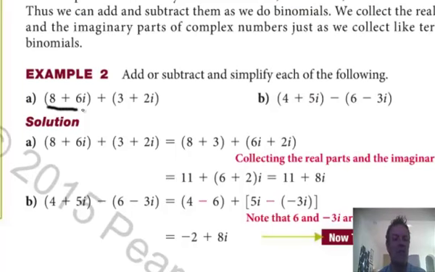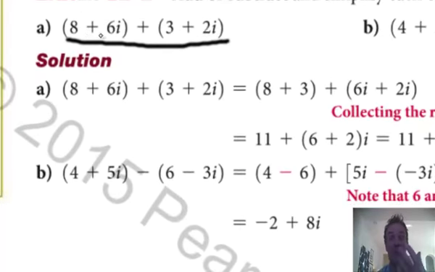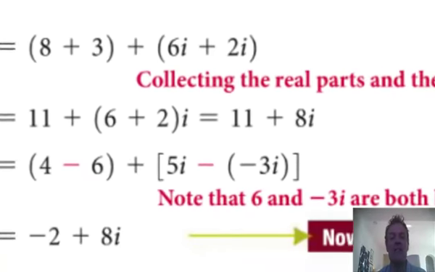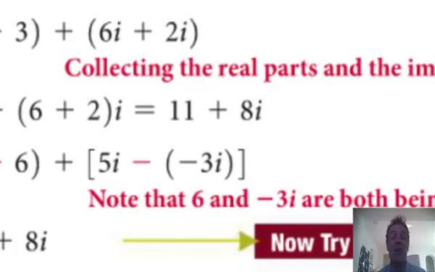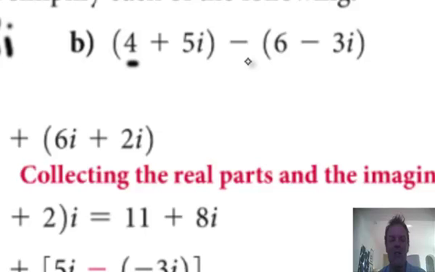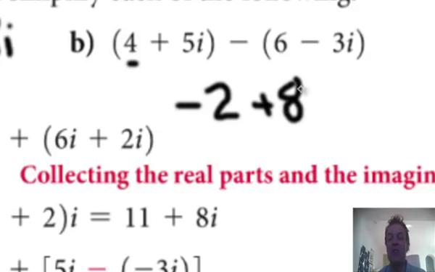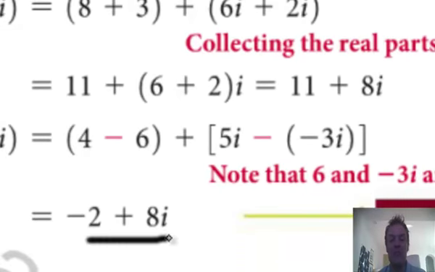Let's add these two here. What's 8 plus 3? It's 11. What's 6i and 2i? It's 8i. And honestly, don't overcomplicate it. That's the answer, just like 6x and 2x would be 8x. That's that. Watch your subtractions. Look at this. 4 take away 6 is negative 2. 5i, negative negative 3i. Double negative, 5i plus 3i is 8i. So watch your subtractions. There it is down there.